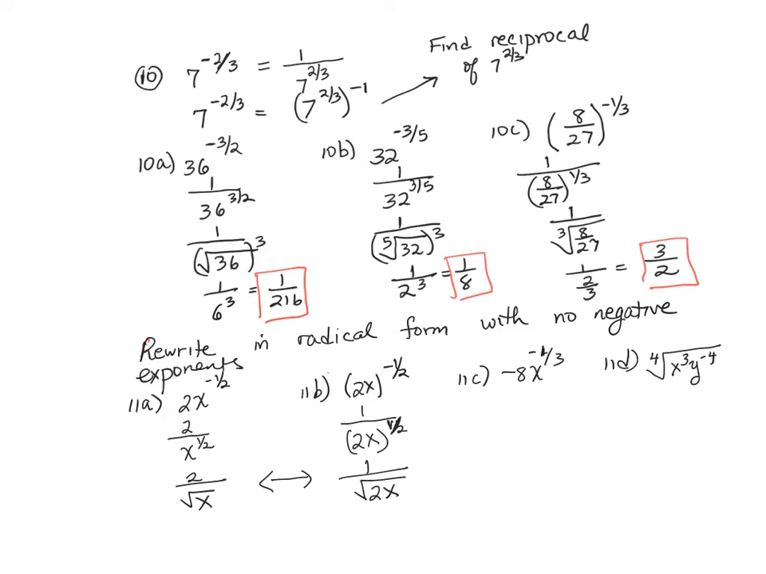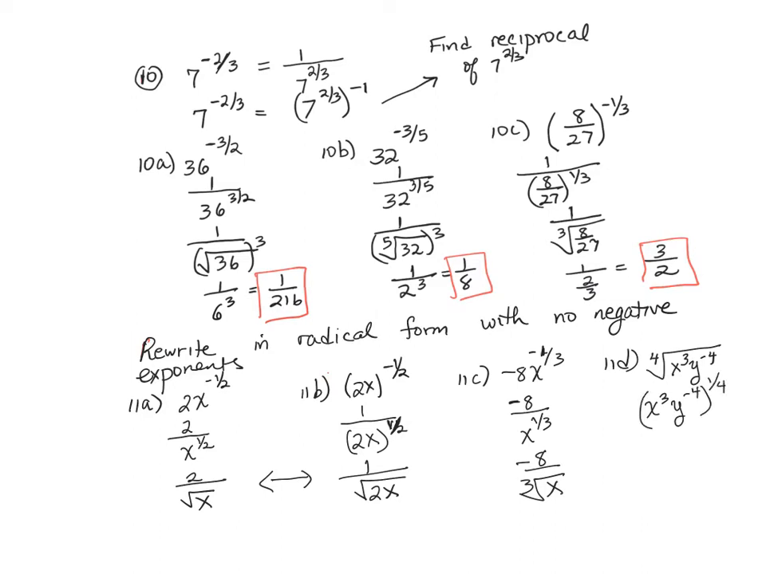Okay, in the same way as 11a, that negative 8 belongs on top, the x to the 1/3 on the bottom, so we get negative 8 over the cubed root of x. The last one can be done in many ways, but the way I approached it was I rewrote this in fractional form. So I wrote it as x cubed y to the negative 4 to the 1/4.